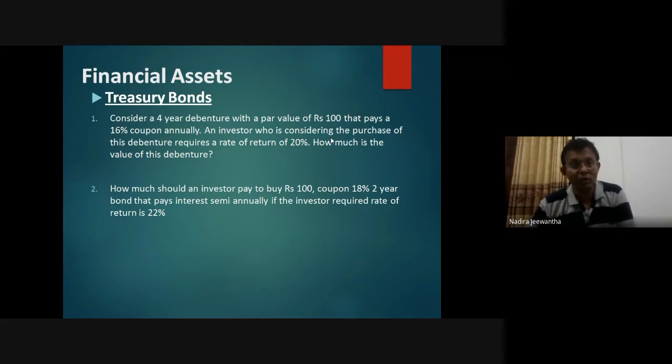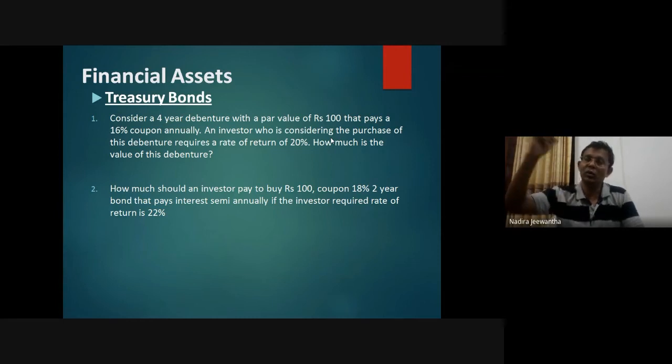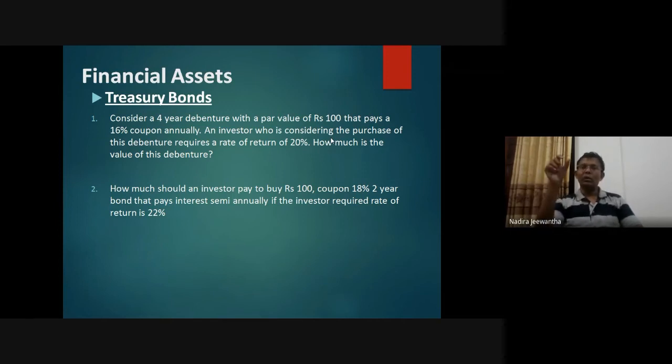If I want to make a profit, of course. Why? I bought at 22 and I'm selling at 20%. The interest rate or the yield has come down, so the price should go up. When I bought at 22%, hypothetically I am thinking the price would be 90. I purchased it at 90. Now he's asking 20%. Rate has come down, 22 to 20. Yield has come down. So when the yield has come down, price should go up.